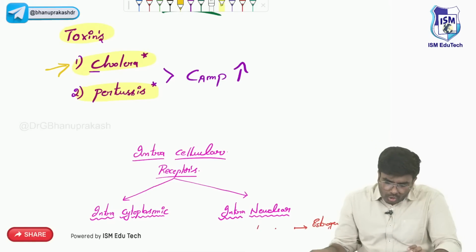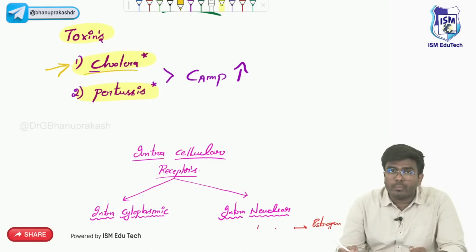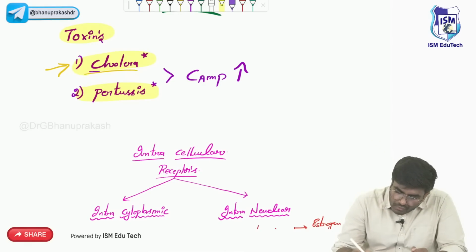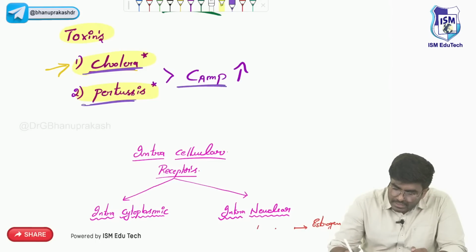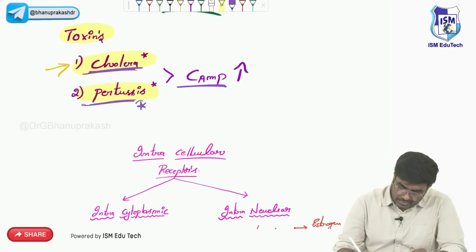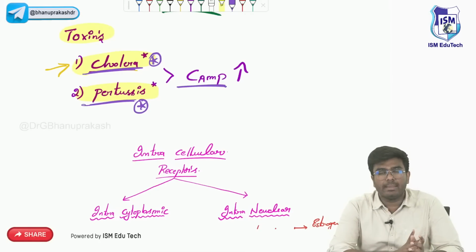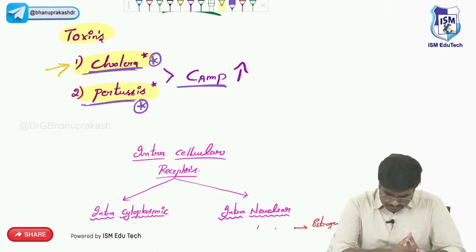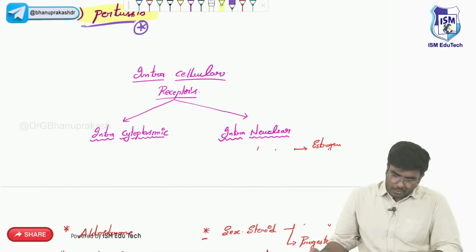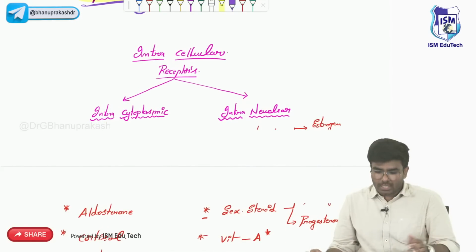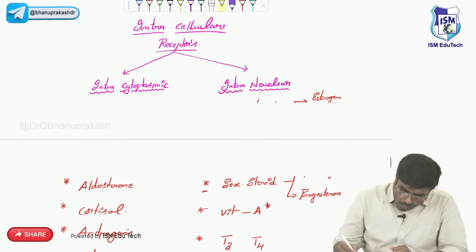So after entering into the cell, what will the cholera toxin do? It increases the cAMP levels. Even pertussis toxin does. Cholera toxin and pertussis toxin both increase the cAMP. The toxins which increase cAMP are pertussis toxin and cholera toxin.